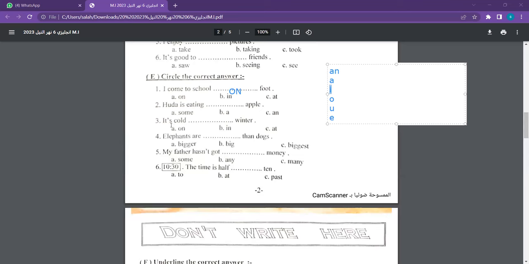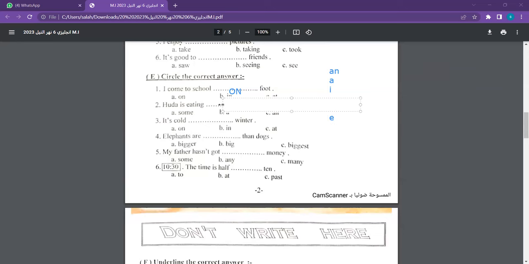Now, Huda is eating some apple, a apple, an apple. Which one is right? An apple, because I put an with a noun which begins with a. Apple begins with a, so I put an at the beginning of it. An apple. Very good. It's cold dash winter.